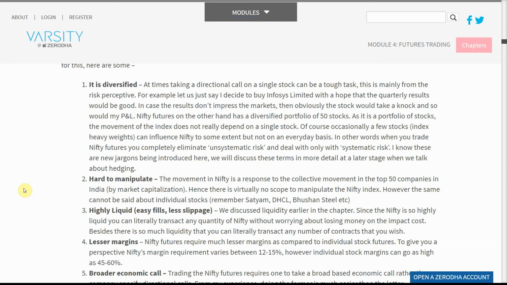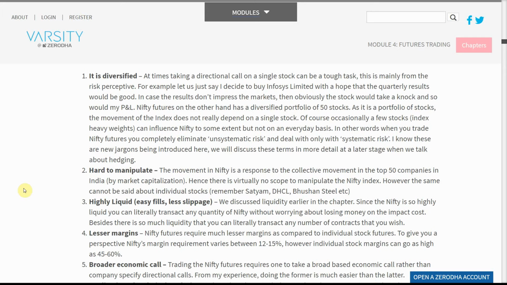This is mainly from the risk perspective. For example, let us just say I decide to buy Infosys Limited with the hope that the quarterly results would be good. In case the results don't impress the markets, then obviously the stock would take a knock and so would my P&L. Nifty Futures, on the other hand, has a diversified portfolio of 50 stocks.